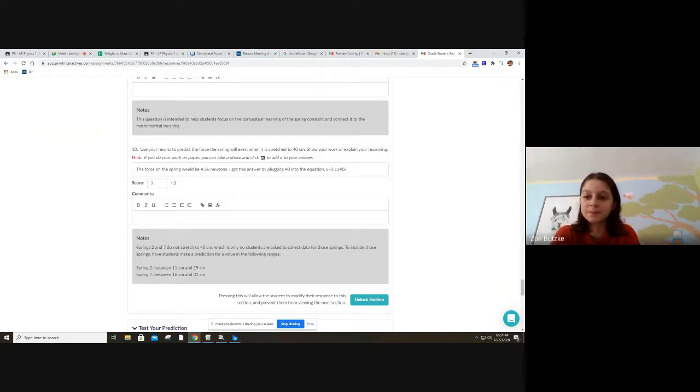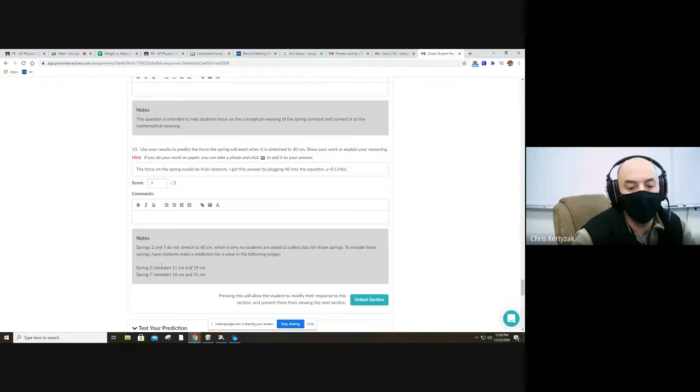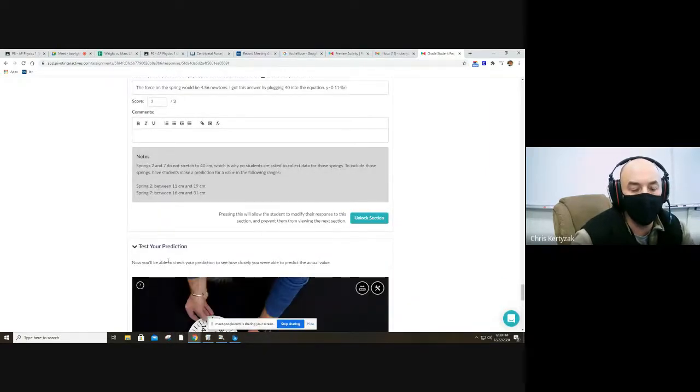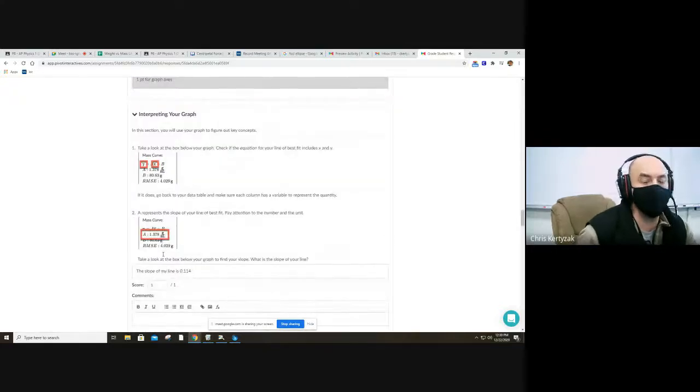Yeah, and then I noticed just now, look at this, there's a comment here. Note, spring 2 and 7 do not stretch 40 centimeters, which is why no students are asked to collect data for those springs. To include those springs, have students make a prediction for value in the following ranges. So this is actually maybe just a note for me to see. It probably doesn't show that to you when you're logged in. But now I understand why 2 is missing. But again, the whole Hooke's law has everything to do with stretching a spring.